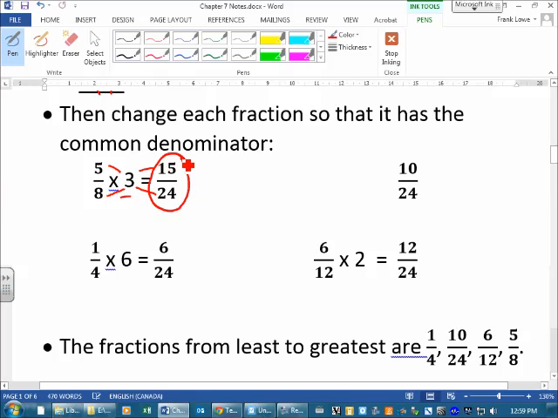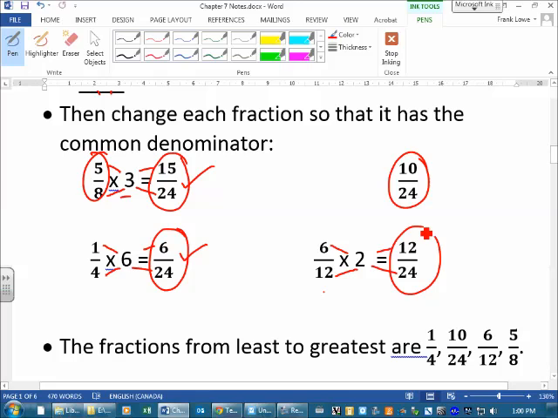Now we have a fraction. Remember, these two are equivalent, right? So now we have a fraction that has a denominator of 24. Okay, same down here. We multiply 1/4 by 6. 1 times 6 is 6. 4 times 6 is 24. Now we have that fraction with a denominator of 24. Okay. This one we didn't have to do anything because it already had a denominator of 24. And this one here, we are multiplying by 2. So 6 times 2 is 12. 12 times 2 is 24.